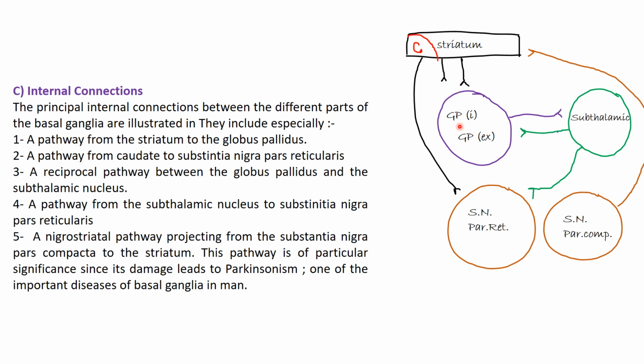So again, the internal connections: from the striatum to the globus pallidus, from the caudate to substantia nigra pars reticulata, a reciprocal pathway between the subthalamic nucleus and the globus pallidus, from the substantia nigra pars compacta to the striatum, the nigrostriatal fibers, and from the subthalamic nucleus to substantia nigra pars reticulata.